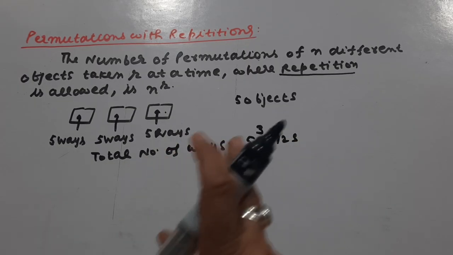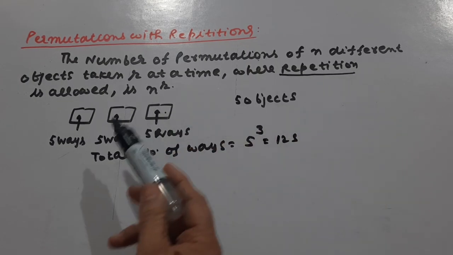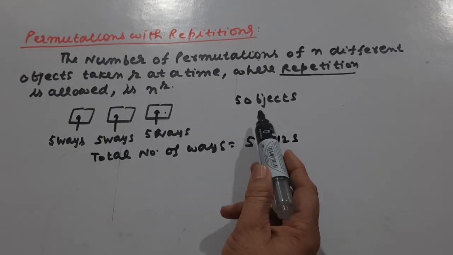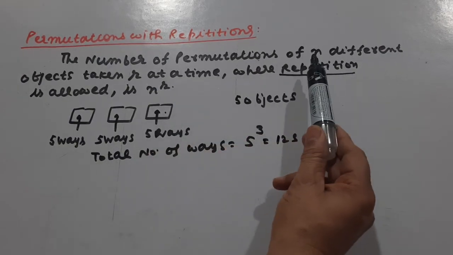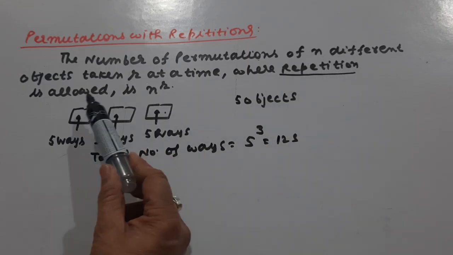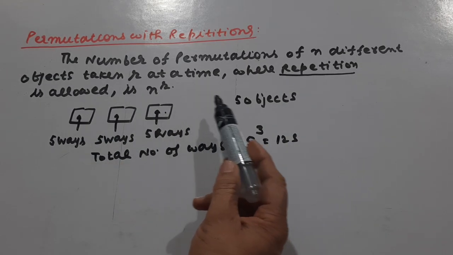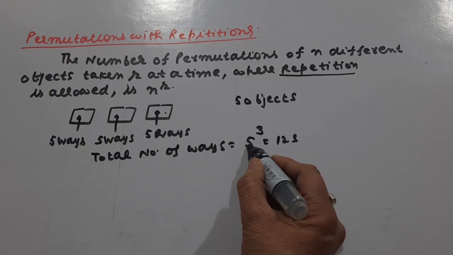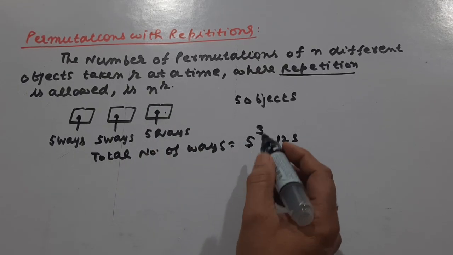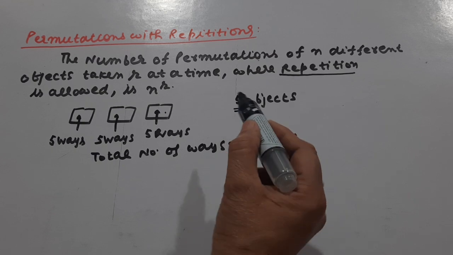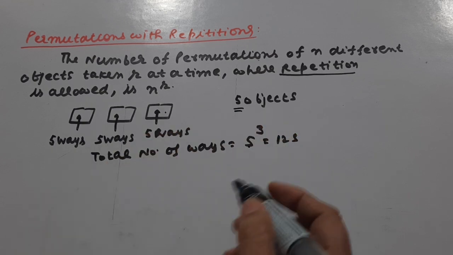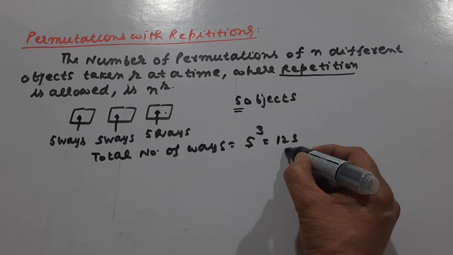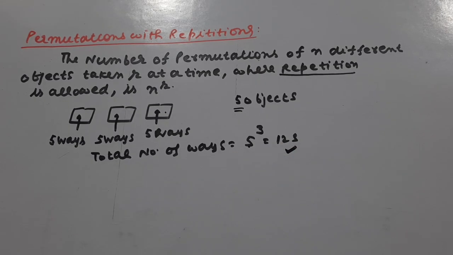So the number of permutations of 5 different objects taken 3 at a time, where repetition is allowed, is equal to 5 power 3, because we have 5 objects and we want to arrange them 3 at a time. So 5 power 3 equals 125. Repetition is allowed, so students, the answer will be 5 power 3.